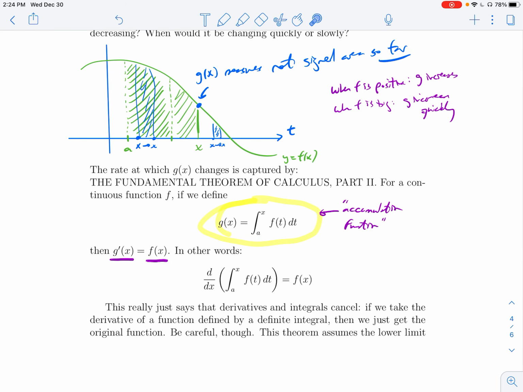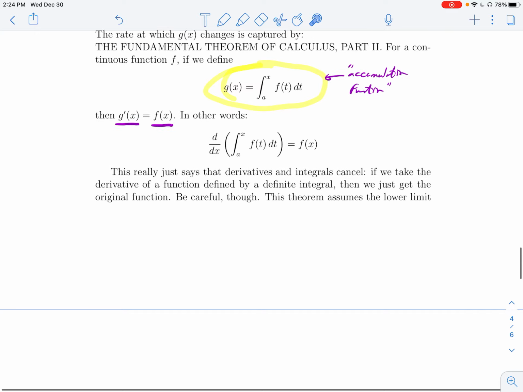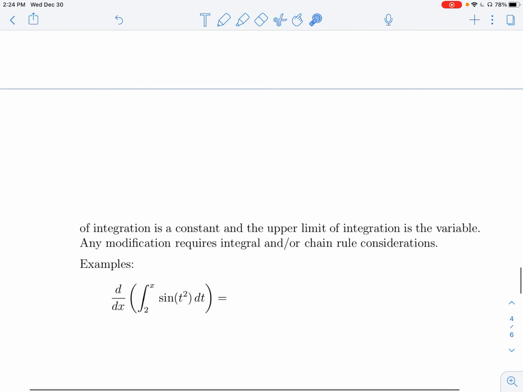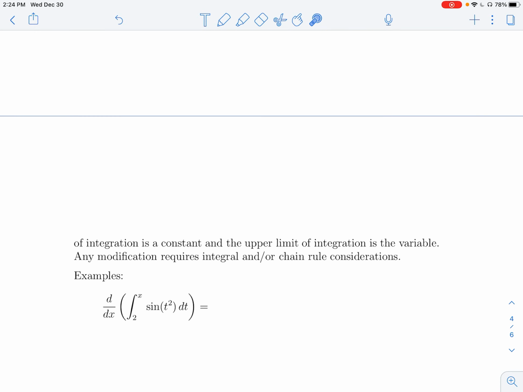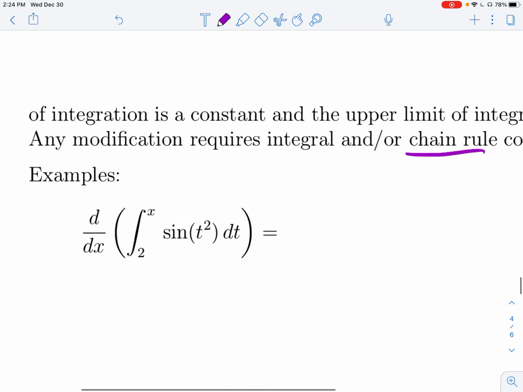But I will say, be very careful using this. This theorem assumes that the lower limit of that integration is a constant and the upper limit is changing. If there are any modifications, you have to use some rules, including the chain rule. So let's just look at an example here.